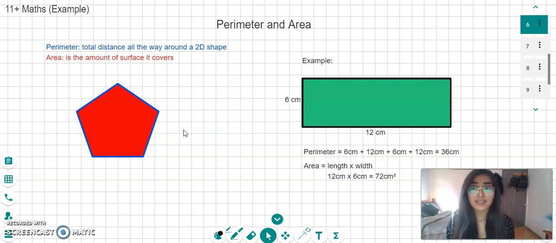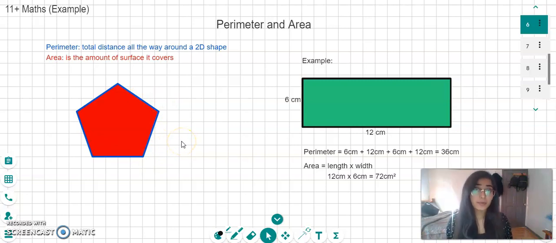So the perimeter is the total distance all the way around a 2D shape, and the area is the amount of surface it covers. So if we look at this five-sided shape, this pentagon, this blue outline is the perimeter. So all the way around the shape is its perimeter, and the area is this entire red section.